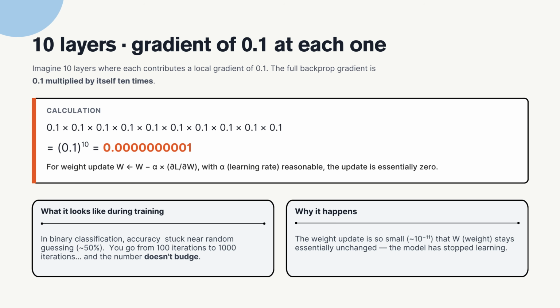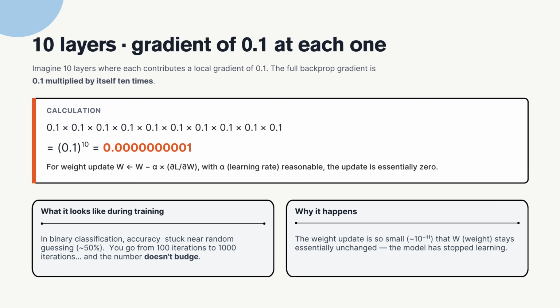Now, the gradient calculated is 0.1, and this is a 10-layer network, right? We are multiplying 0.1, 0.1, 0.1, 0.1, that is basically 0.1 to the power 10. And what is 0.1 to the power 10? 0.0000000001. So dL/dW becomes negligible, and the update is basically no update at all. So our model stops learning.